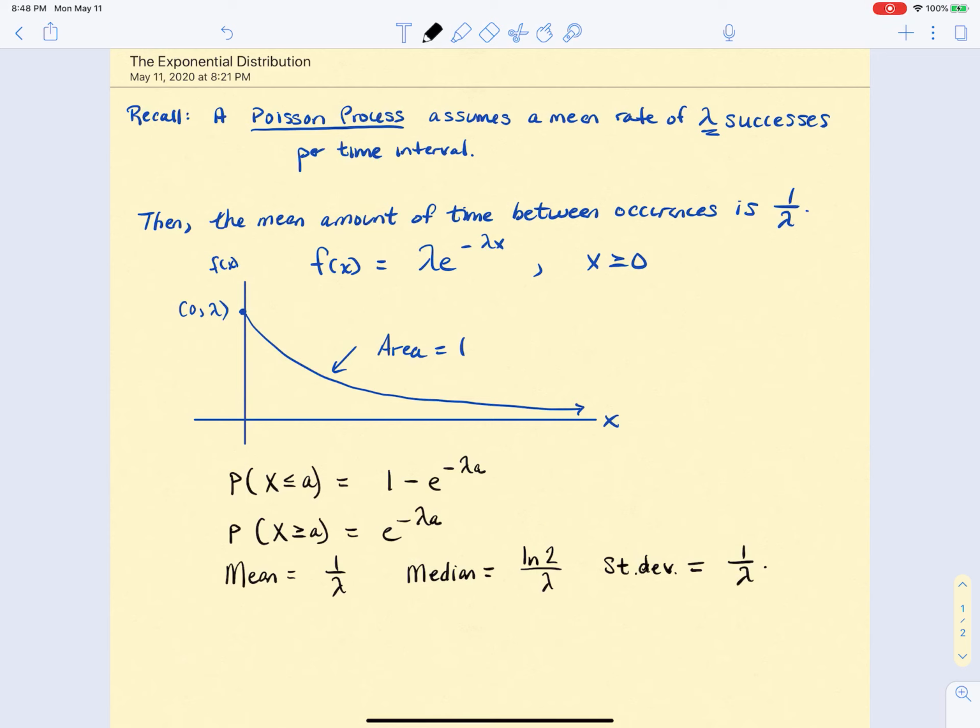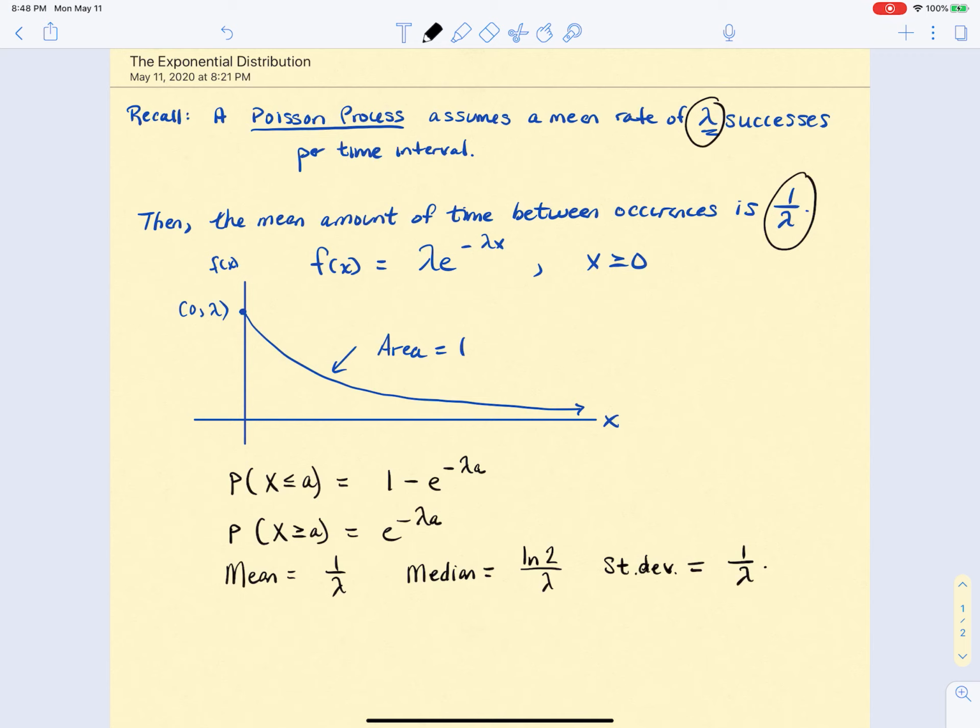One very important continuous distribution is the exponential distribution. Where it comes from, though, is it actually stems from a Poisson process. Remember, with the Poisson distribution, we knew the mean number of occurrences or successes in a time interval was lambda. So it stands to reason that if we look at the time between two occurrences, that would be the reciprocal of that, which is 1 over lambda.